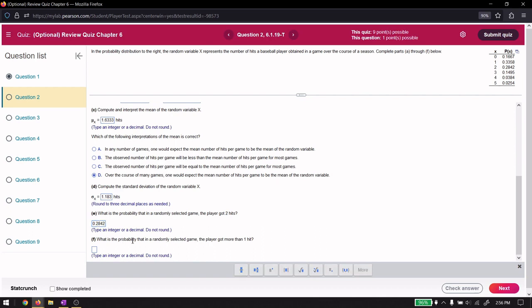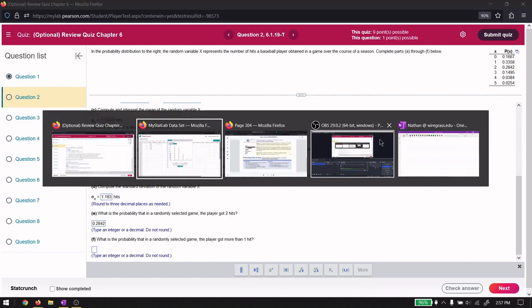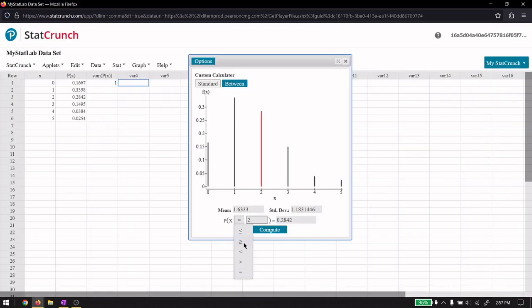And then what is the probability that in a randomly selected game, the player got more than 1 hit? Well, more than 1 hit would be 2 or greater, right? So that's going to be 2, 3, 4, 5. So all we have to do is really add up these 4 probabilities. That's the exact same thing as saying greater than or equal to 2. And it'll actually compute that here for us. And that's really just the addition of these 4.